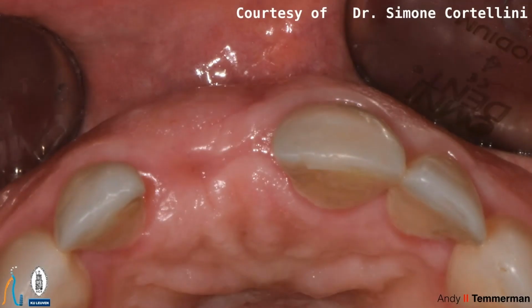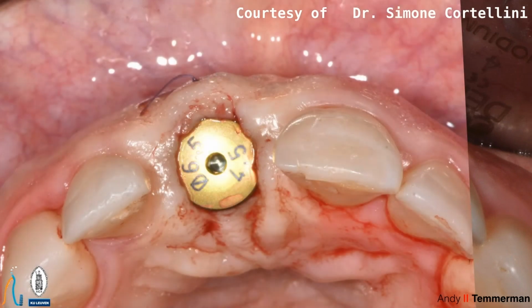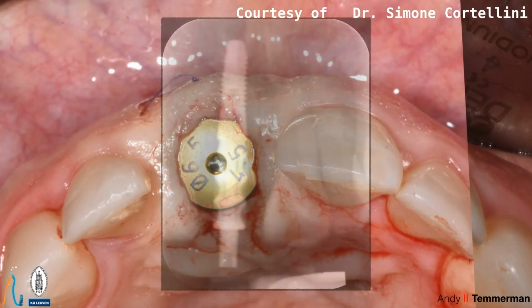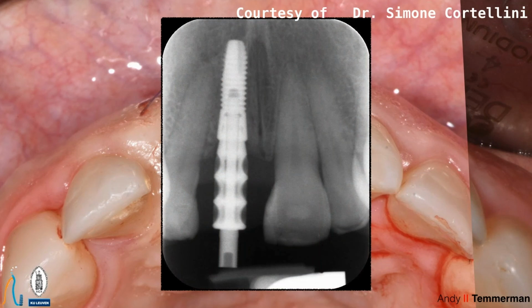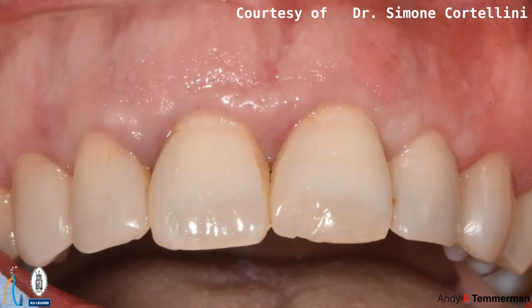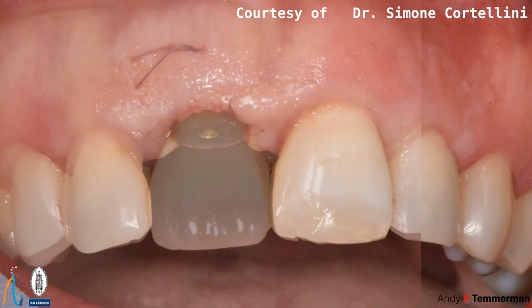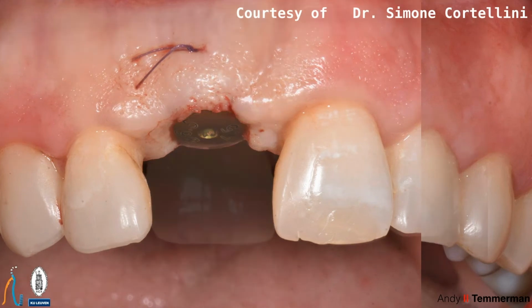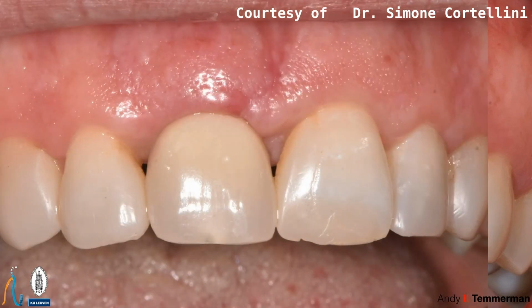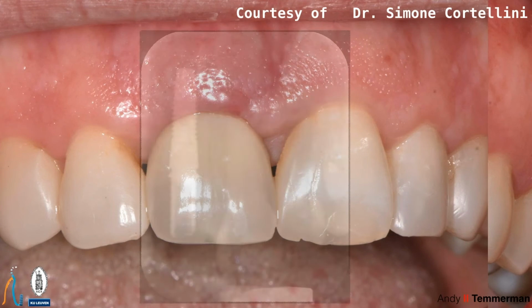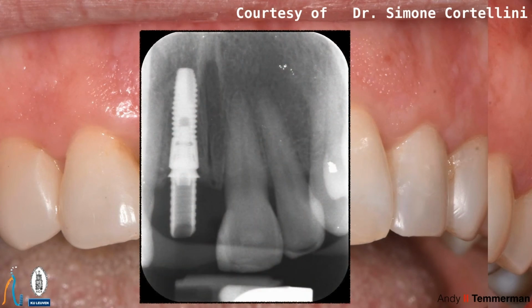And then you can see that this was the healing before surgery. This is with the roll flap technique and the healing abutment in place. This is at impression taking before extraction with the healing abutment. And this is now with the temporary crown on top of it. And this is the radiograph, as you can see.